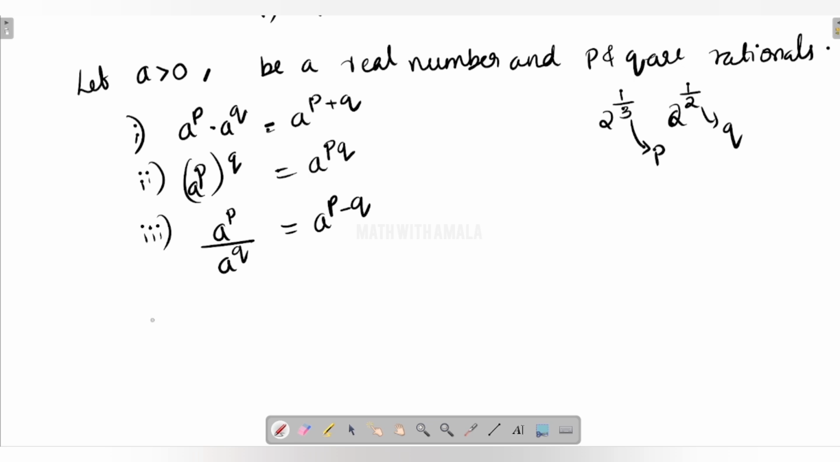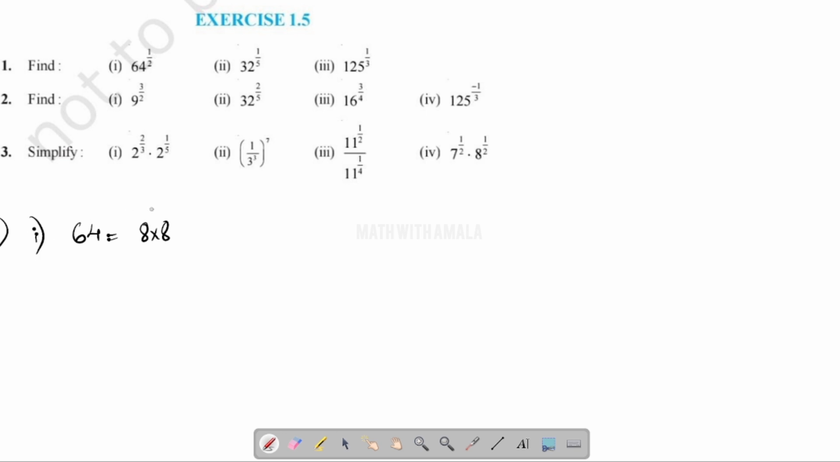Here we can have the same kind of general laws when the powers are rational. a raised to p into a raised to q is equal to a raised to p plus q. Likewise, (a raised to p) whole raised to q is equal to a raised to pq. a raised to p divided by a raised to q is equal to a raised to p minus q. a raised to p into b raised to p is equal to (ab) whole raised to p. Let's move to exercise 1.5. Here we have to find the exponential forms where the exponents are rational numbers or fractions.